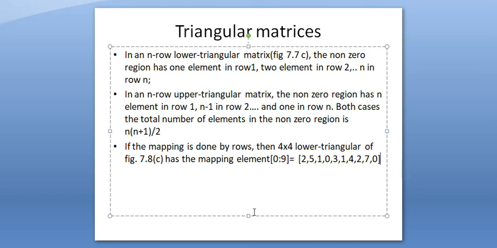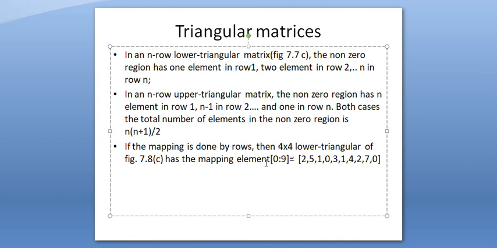When you look at the lower triangular matrix, in the first row you have only one non-zero element, which is 2, so 2 will be picked first. In the second row you have two elements, so scanning from left to right, 5 and 1 will be picked. In the third row you have 0 3 1, and those elements will be picked. Finally the fourth row has four elements, 4 2 7 0. This way the elements will be picked and stored in positions 0 to 9.